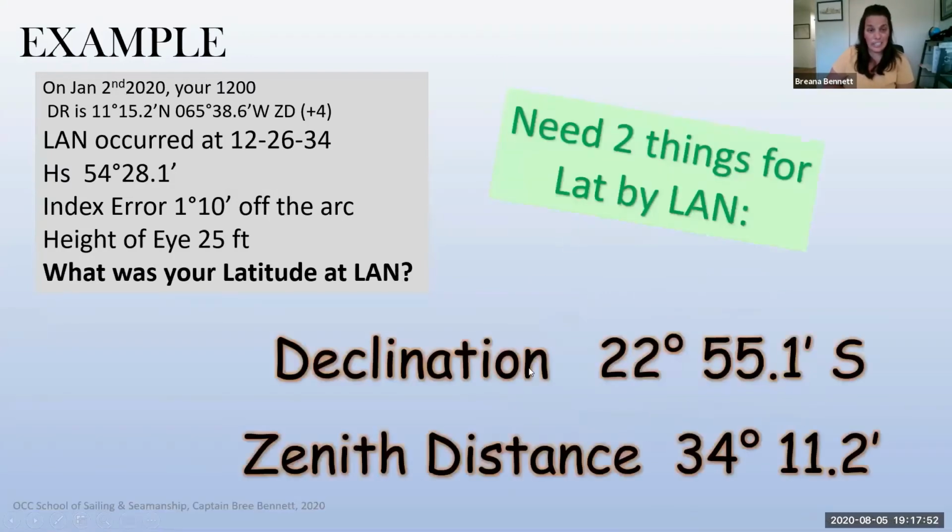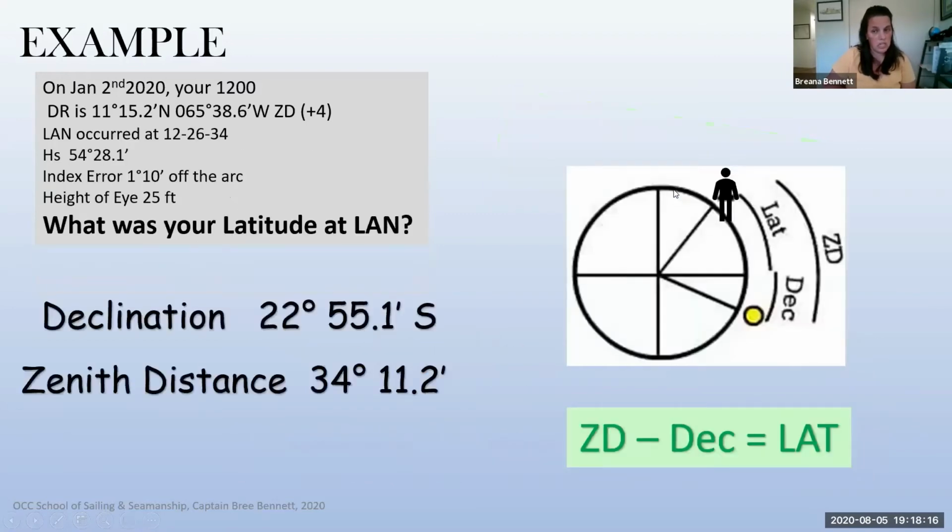So now we have our two things. We have declination and we have zenith distance. So we have to figure out, are we going to add or subtract these in order to get my latitude? So I like to draw the picture. Again, we can just look at our latitude. DR is 11. So I'm going to be guessing. We're going to be doing some subtracting, but let's draw the picture.